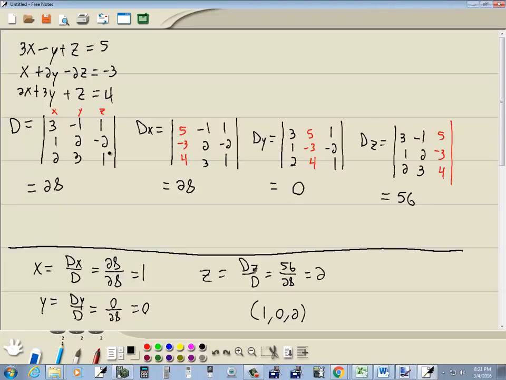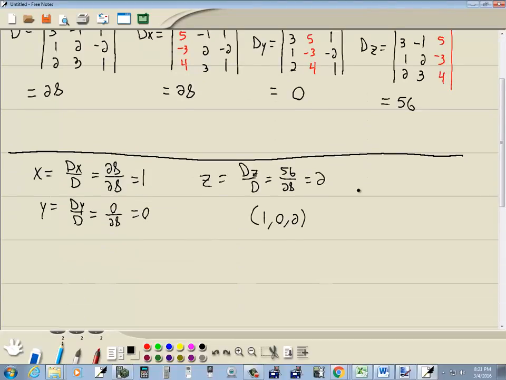So that's how you can use the calculator to get these determinants. And at that point, you still have to do this formula for Cramer's rule to set that up.